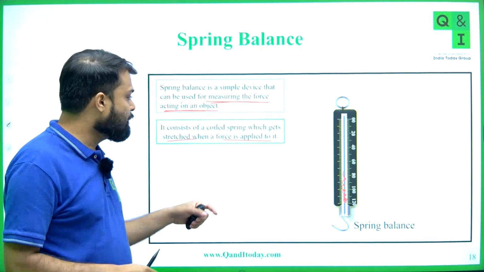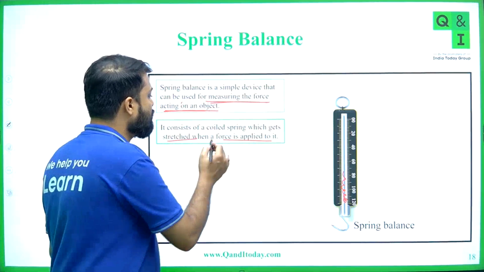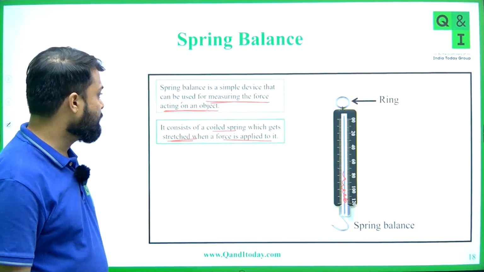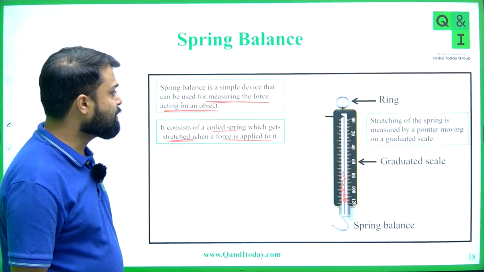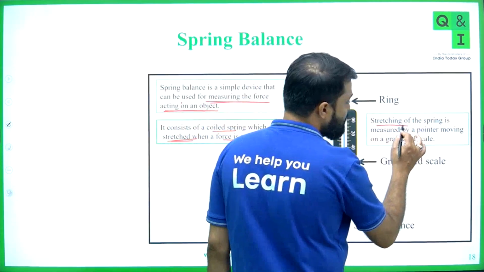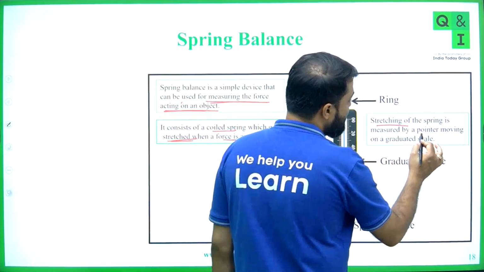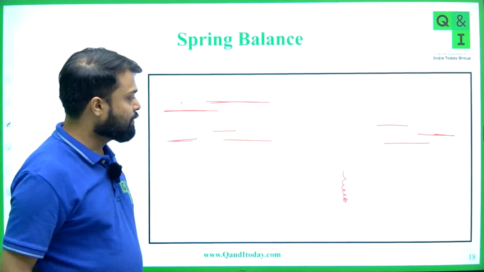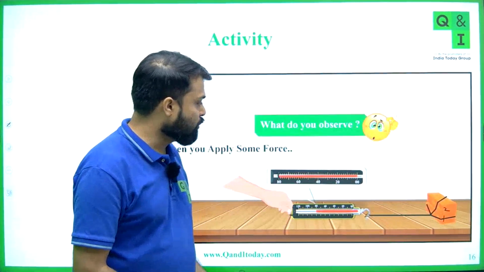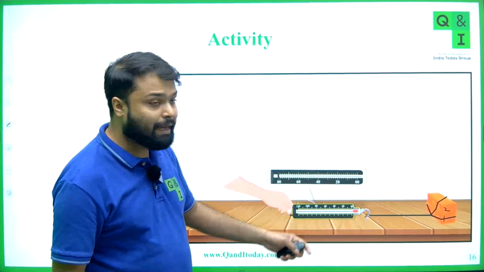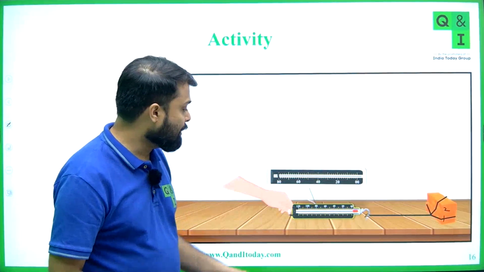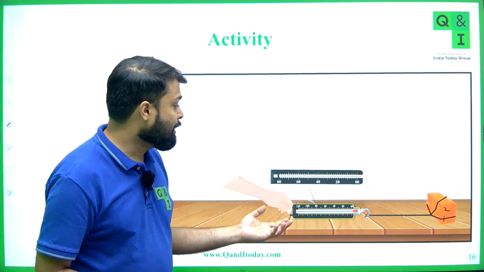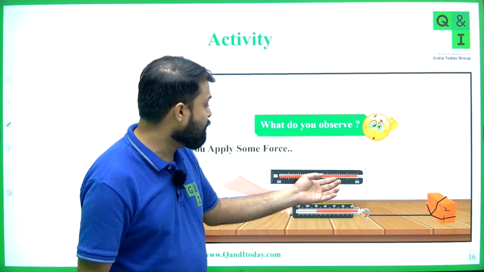Also, the spring balance consists of a coiled spring which gets stretched when a force is applied to it. Okay, so there is a ring. Now, how much the spring is stretched is measured by a pointer moving on a graduated scale. Here you can see there is a pointer. Initially there is no reading, but as you apply the force, we know the spring will stretch, and how much it is stretched, we know with the help of the reading.